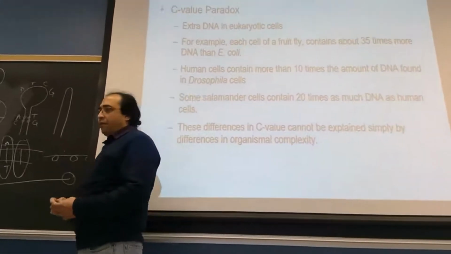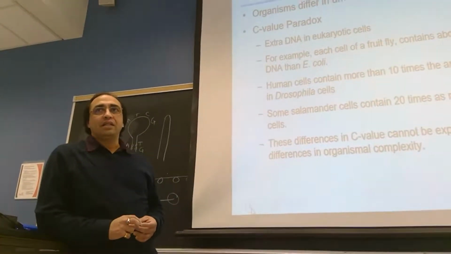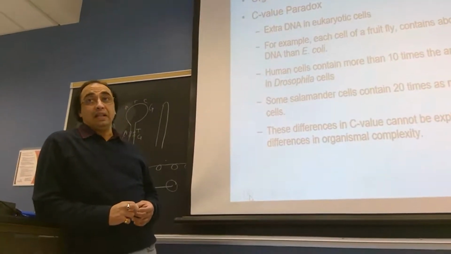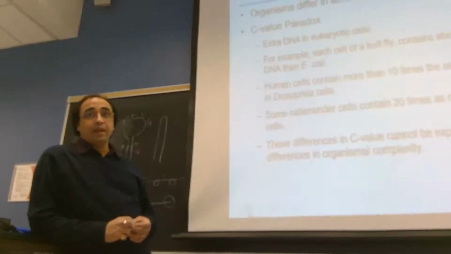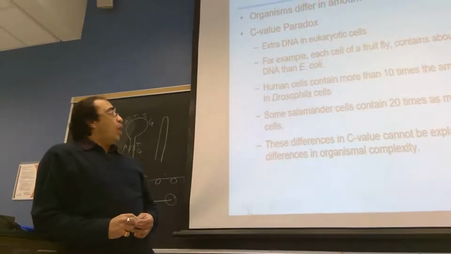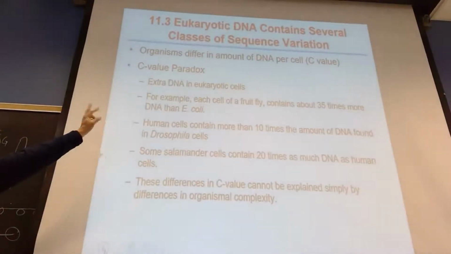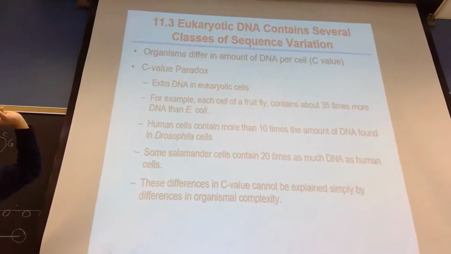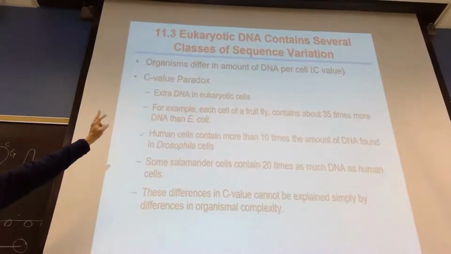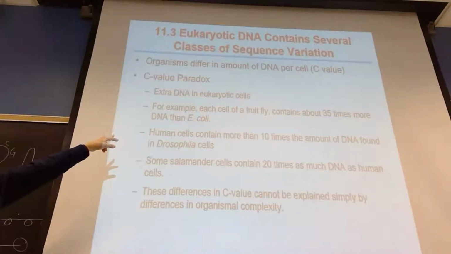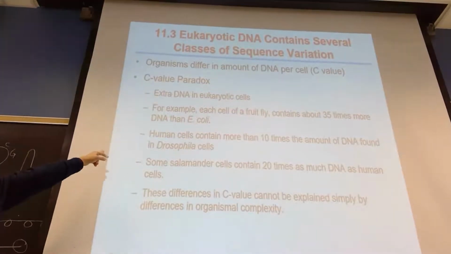Now, we have found that among eukaryotes, some species contain more DNA in their cells, but we don't know why. Fruit fly contains about 35 times more DNA than E. coli. Human cells contain more than 10 times the amount of DNA of Drosophila. Salamander contains 20 times more than human.